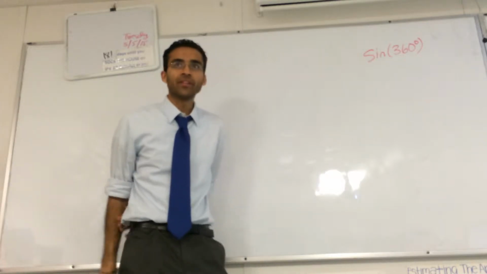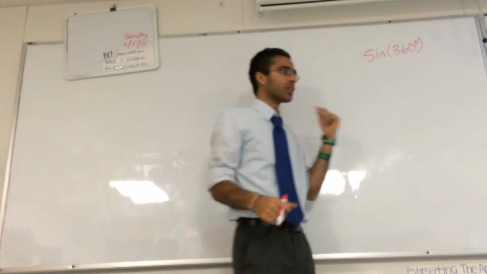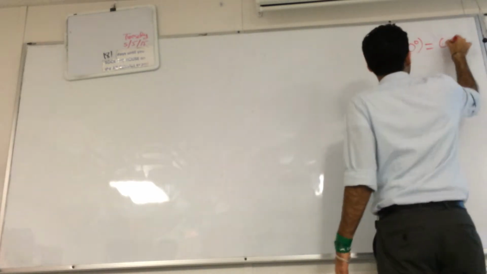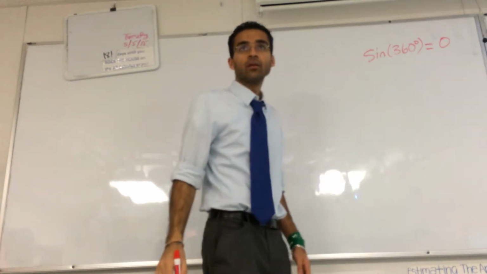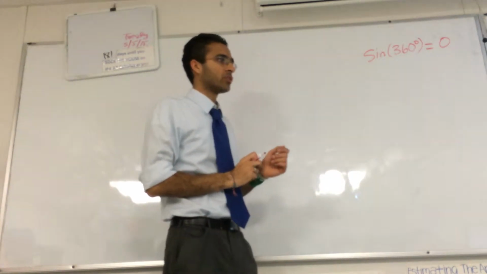So all I'm doing, this is why the unit circle is really nice. You look at the unit circle and you say, where is 360 degrees? 360 is here. And what is the sine there? Sine is y, the answer is 0. Let me take questions on how we got that.